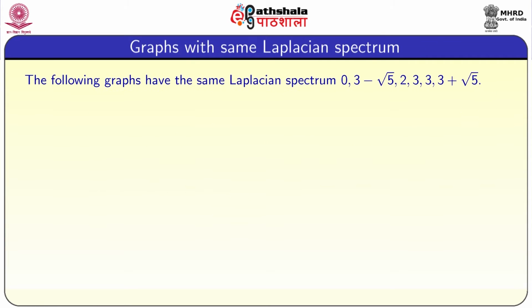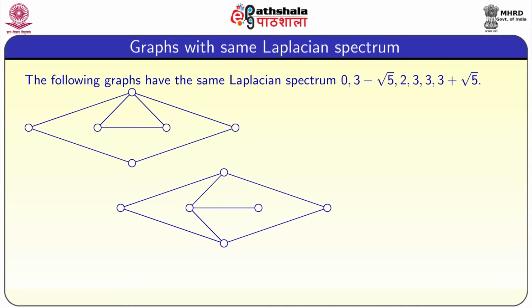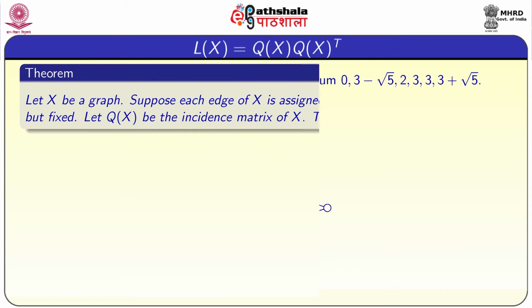Now we will see graphs with the same Laplacian spectrum. The following graphs have the same Laplacian spectrum: 0, 3 minus root 5, 2, 3, 3 and 3 plus root 5. So, one has to check this. This is one of the graphs and another graph is given like this. Both graphs have the same Laplacian spectrum, and it is also an exercise to check that their adjacency spectrum need not be the same. So, one has to check whether it is true or not.